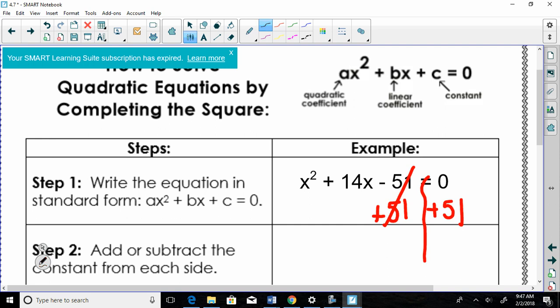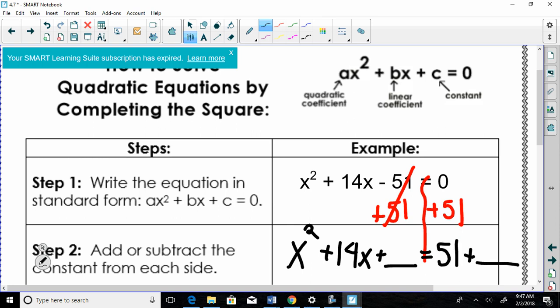And so the next thing you're going to do is you're going to rewrite it x squared plus 14x, but now you're going to be leaving a blank, and it's always plus blank, equals, what's 0 plus 51? 51 plus blank. And that will make more sense in a second. We're turning that into that cute little perfect square that we saw earlier. So the first thing we did is we add the constant if it's not already on that side. Sometimes it'll already start there, and we can just add the blanks.